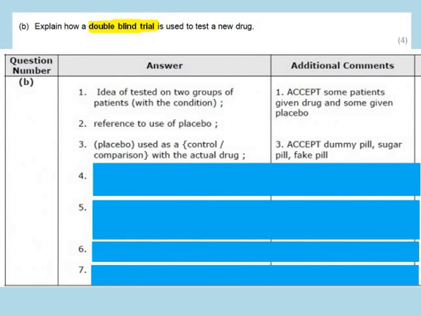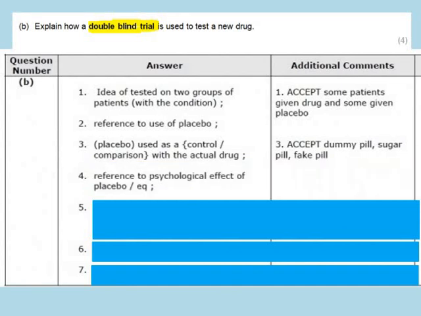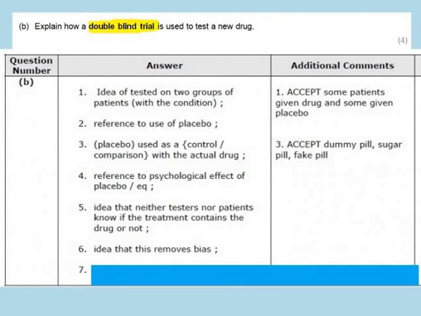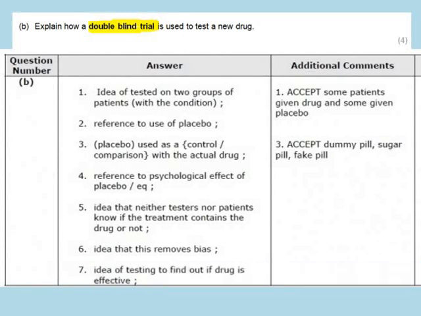Because we know that placebo effect is something that can affect someone's outcomes, you need to mention the fact that there could be a placebo effect showing an improvement. You could also say that in a double-blind trial, that double-blind part comes from saying neither the testers or the scientists nor the patients know if the treatment contains the drug or not. This is going to remove bias, and it allows you to test to find out if the drug was effective. So from any of these points, see if you've got 4 of them and mark yourself out of 4.